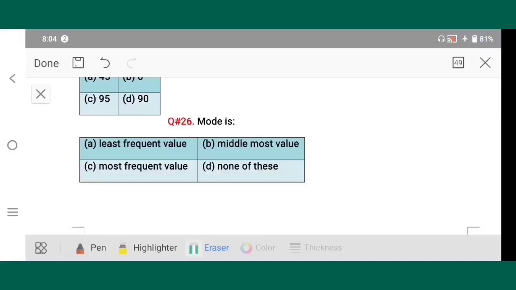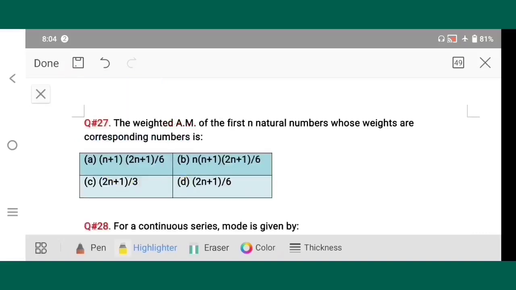Question number 26. Mode is, the options are least frequent value, middle most value, most frequent value, none of these. The correct option is most frequent value. Question number 27. The weighted arithmetic mean of the first n natural numbers whose weights are corresponding numbers is, the options are n plus 1 times 2n plus 1 divided by 6, n into n plus 1 into 2n plus 1 divided by 6, 2n plus 1 by 3, 2n plus 1 by 6.